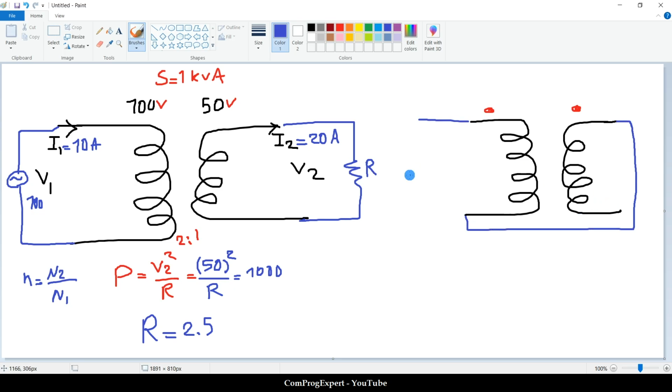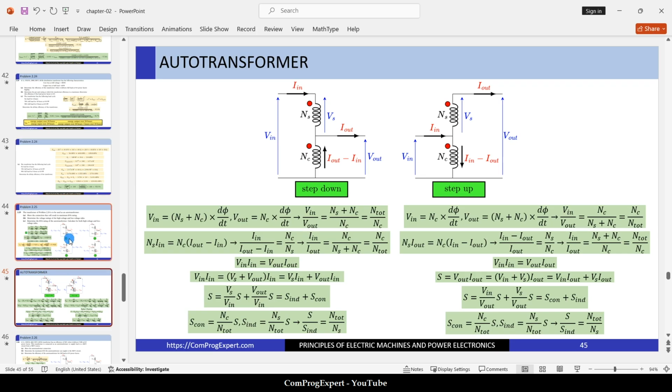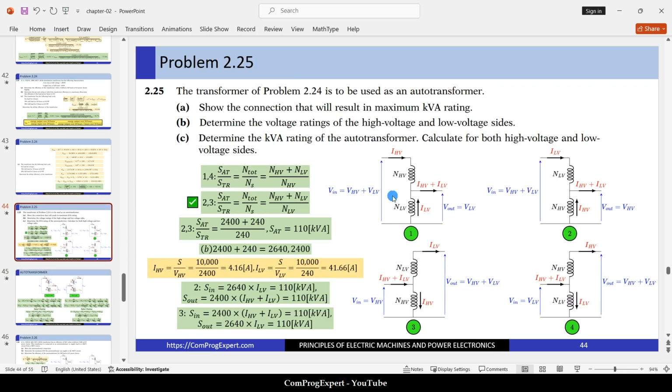Connect this to the input voltage Vin and this one. For Vin, we also get the load from here and here. This is the load resistance. So this is case 1 that we have here.